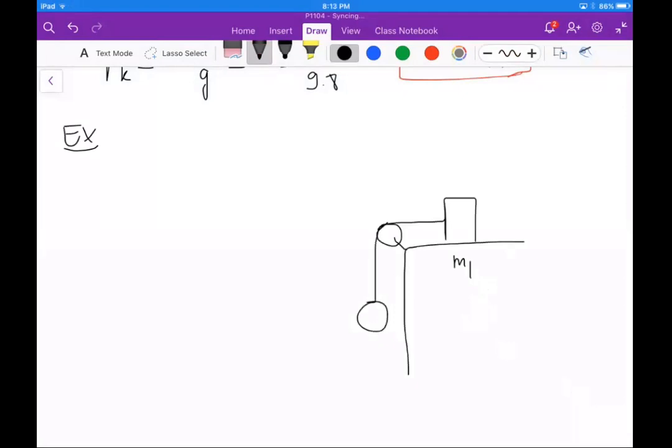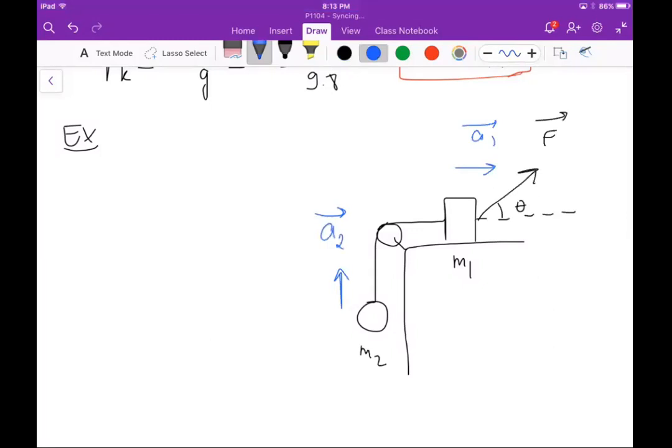And we have a force F acting on the block M2, pushing it to the right. And this force F makes an angle theta with the horizontal. So let's assume that the objects are moving in this way. The force F is pulling the block M1, so let's assume that it has an acceleration in this direction. This is the acceleration A1, and A2 will be moving upward in this case. So M2 will be moving in this direction.